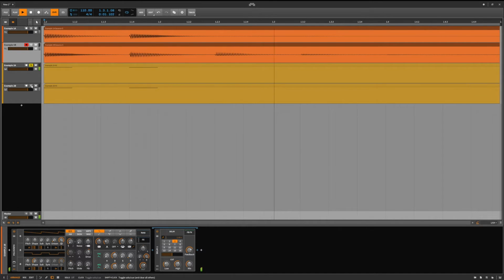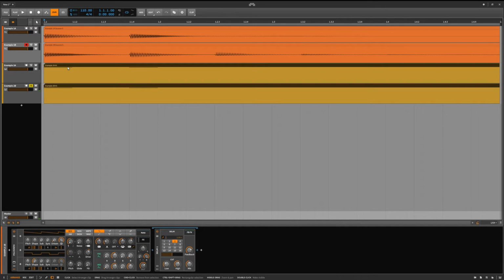Let me switch this over quickly to example 2b. And as you can hear, there is no difference. So let's pause this and bounce this. Again, we have the same result as with example 1. Example 2a only contains the raw sound of the VST, and example 2b contains the sound of the VST, including the delay. So how did I do that?